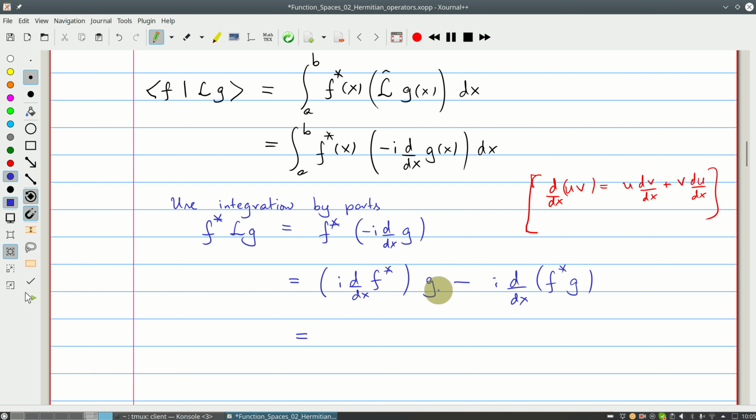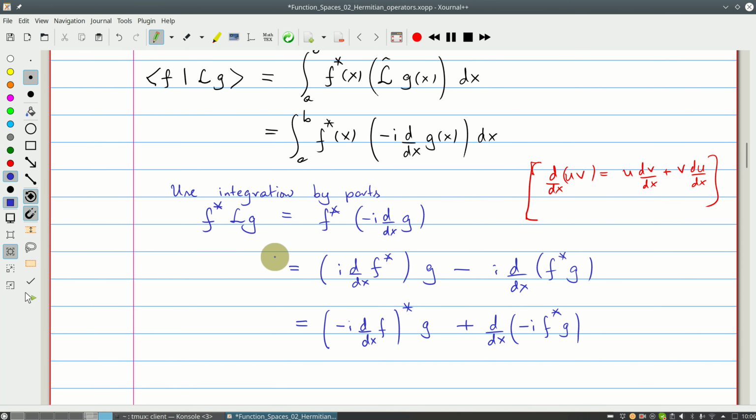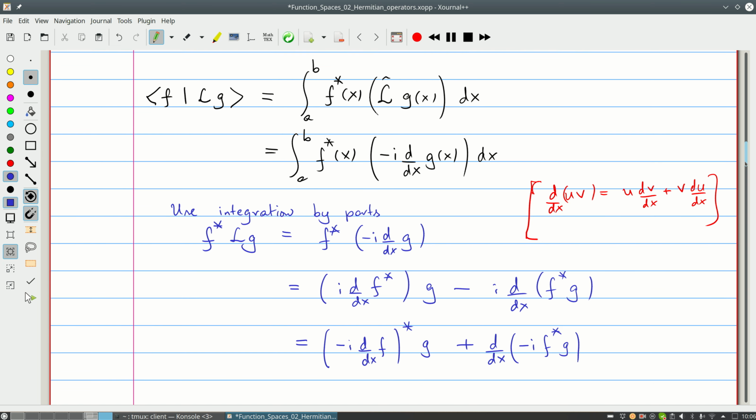Finally, we can write this down, because we need to bring the star outside the bracket, so we can write this first term as minus i d by dx of f star g. And this term, you don't have to change it, but it can be written as d by dx, so a perfect differential, of minus i times f star g. Okay, now we can put in the integral sign, so put these two terms under the integral sign.